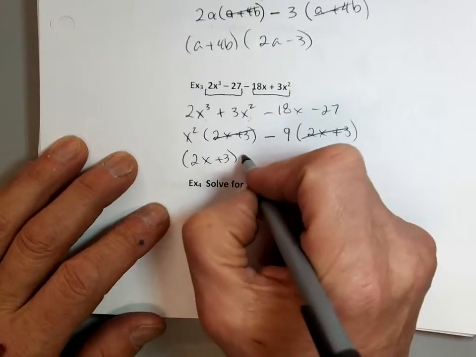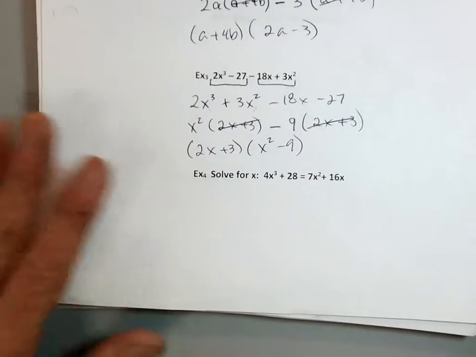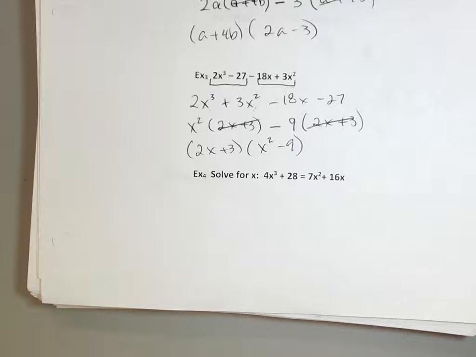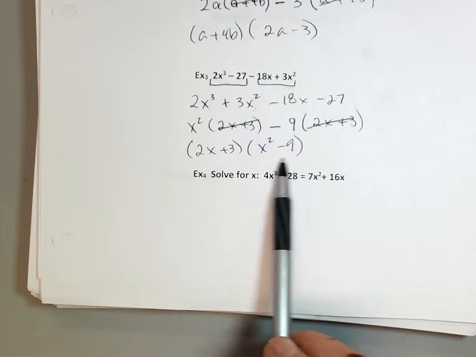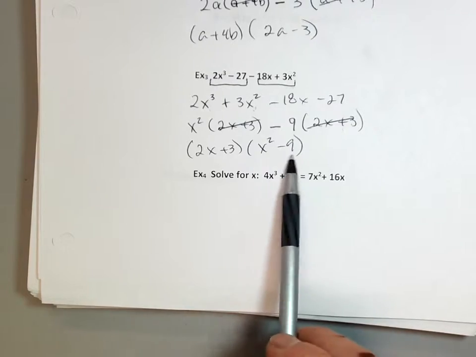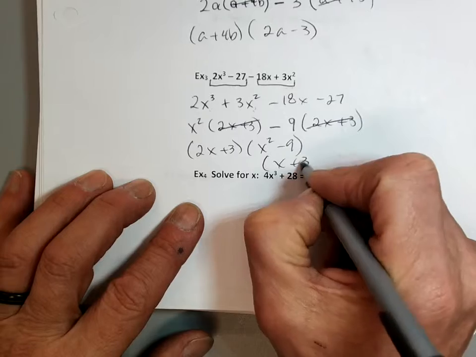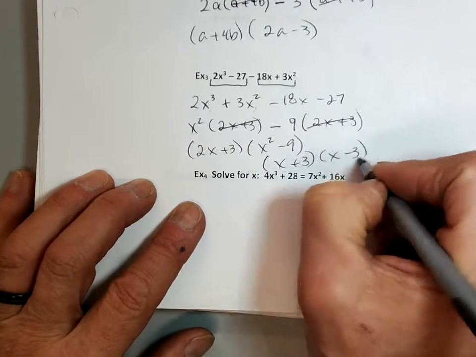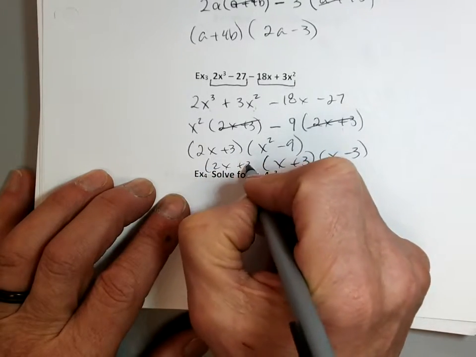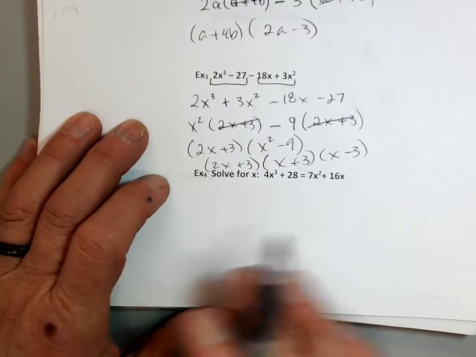What's left over? x squared minus 9. Now, I'm not done. Normally I'd be done, but I'm not done. Do you see anything else that can be factored again? Yep, I see an x squared minus 9. Could that be done again? Yeah. What would that factor into? x minus 3 and x plus 3. There you go, totally right. So if we can completely factor it, it would be 2x plus 3 times x plus 3 times x minus 3, okay?